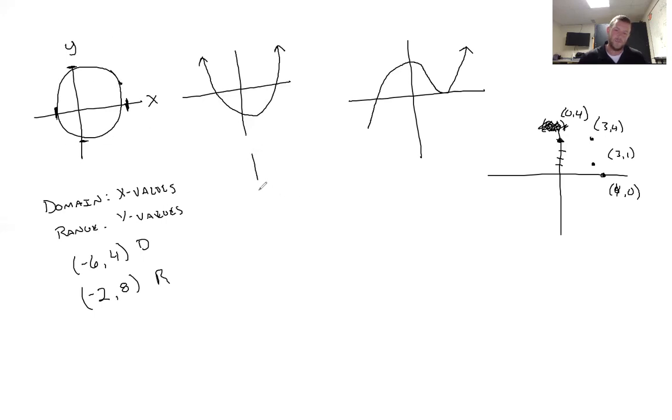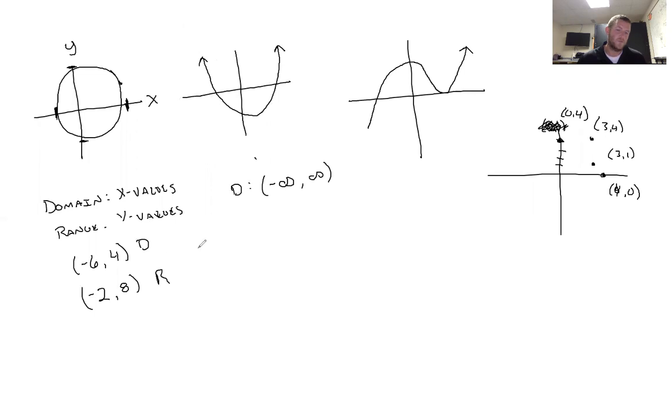Now this one. Domain. Again, x values. Now see how there's arrows on the end. The arrows will keep going forever. Okay, so that means it'll go left forever and it'll go right forever. Okay, so this one's going to be -infinity to infinity. So it goes all the way over here at -infinity, all the way over here at infinity.